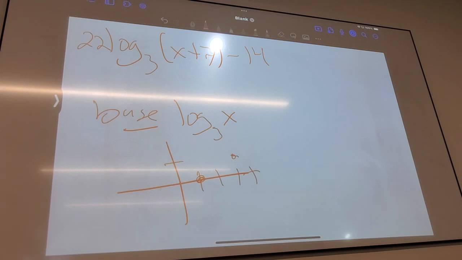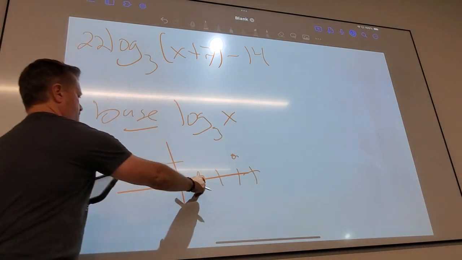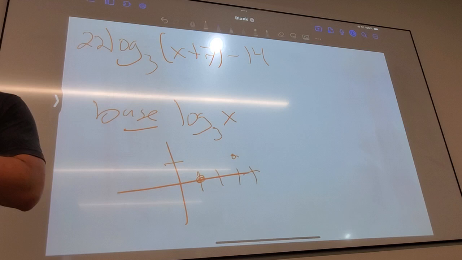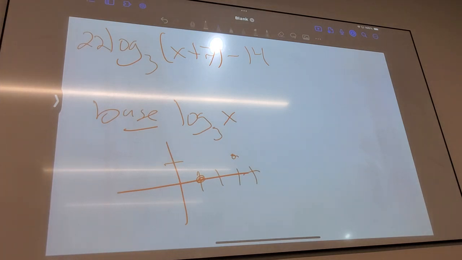And then what's a good number in between these two here? It's base 3, right? So what's 3 to the negative 1? So 1/3, negative 1. So that would be the base function. And then you move that stuff around.